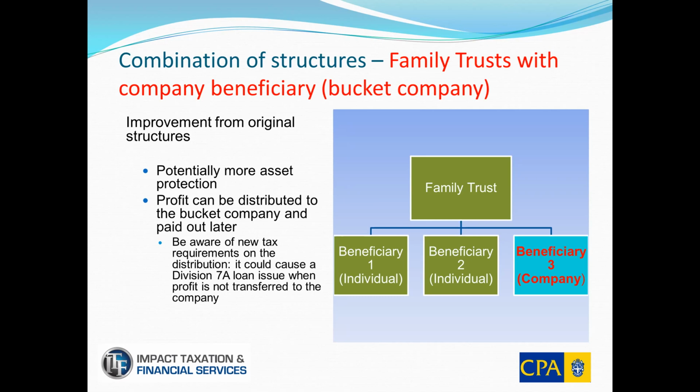So that's just another layer of protection when you set up a family trust. That's why I normally always recommend, for anyone who wants to set up a family trust, as an extra layer of protection, set up a company as your corporate trustee.